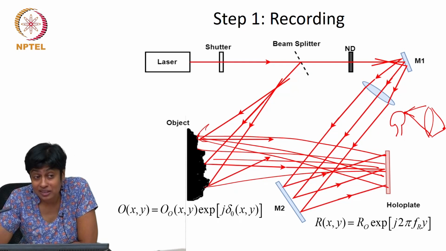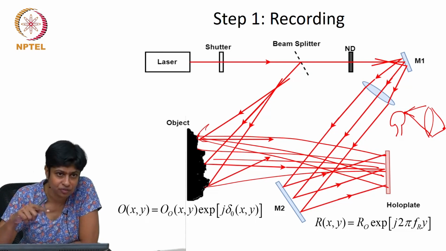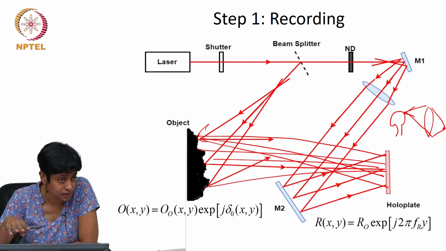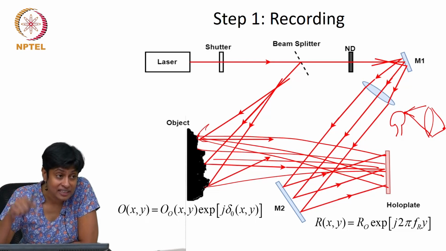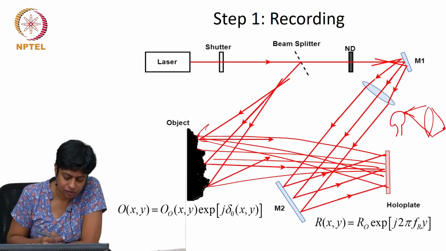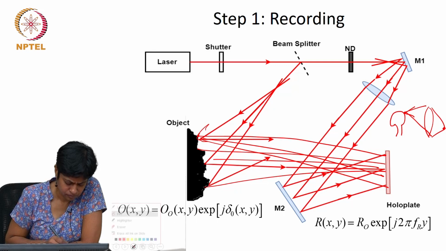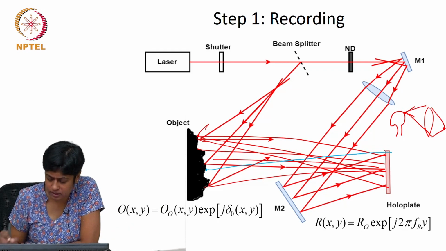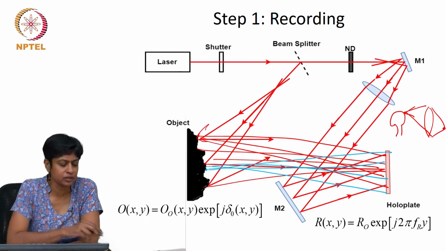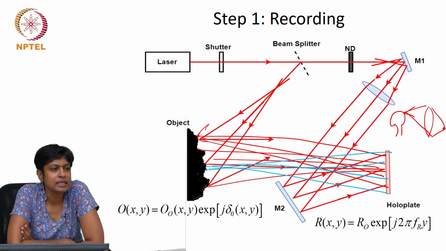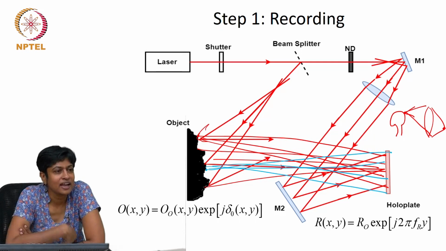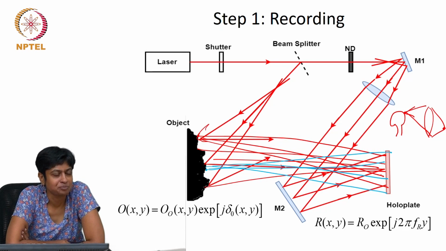Because I'm not capturing the image directly, I'm capturing the interference pattern, okay? So that's not an issue here. But there is a big advantage in saying light from one point. So let's say this point, it hits this part of the plate, it hits this part of the plate, it hits this part of the plate, it hits this part of the plate. What is the advantage in having that light hit every single part of the hologram?